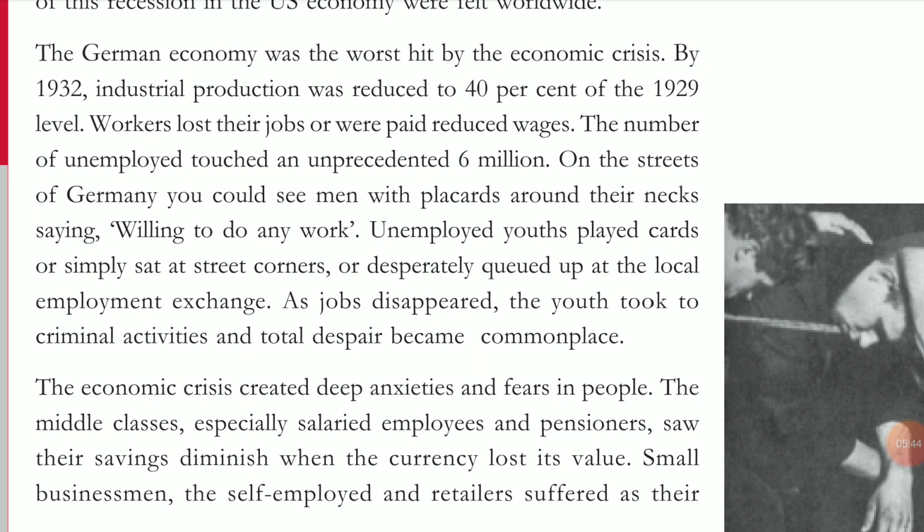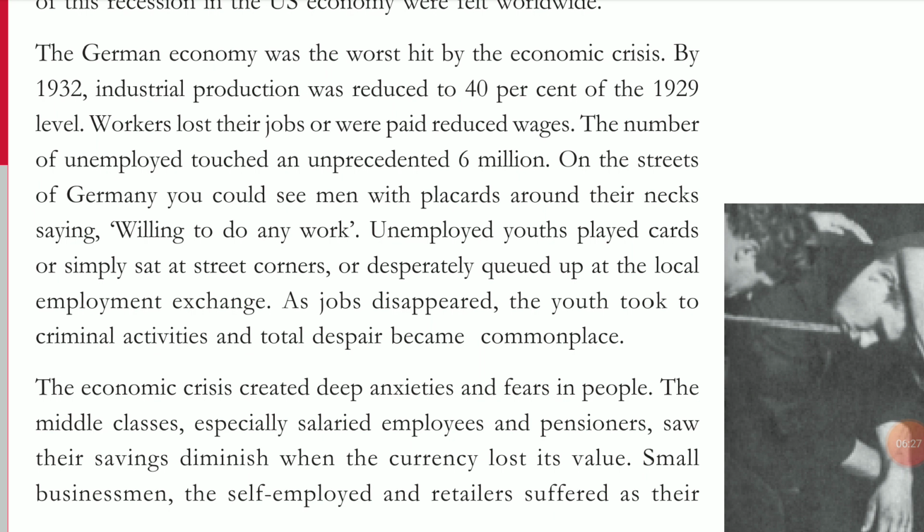The number of unemployed touched an unprecedented 6 million. So 6 million people became unemployed. On the streets of Germany, you could see men with placards around their necks saying, willing to do any work. The unemployment had gone up to such a height that people on German streets used to sit with placards around their necks writing willing to do any work. The situation had brought people to such a state that they were ready to do any kind of job, any menial job.